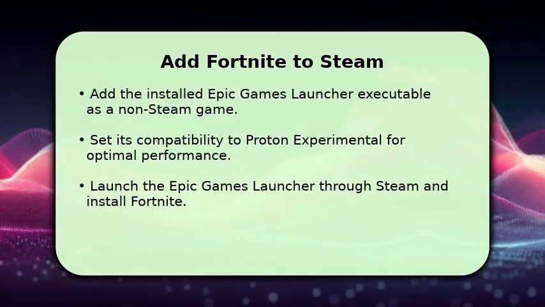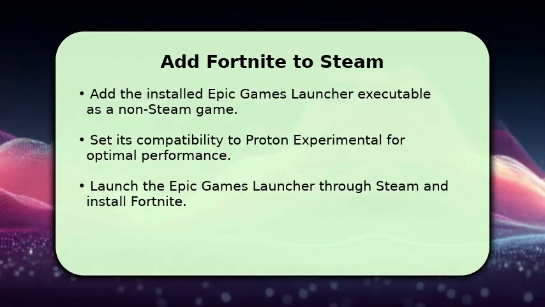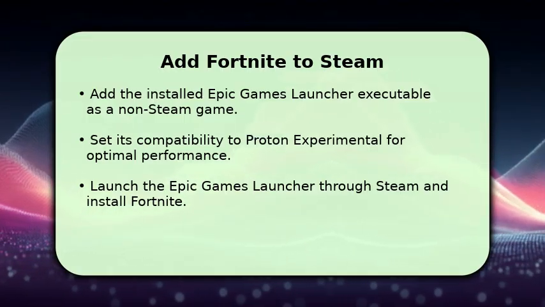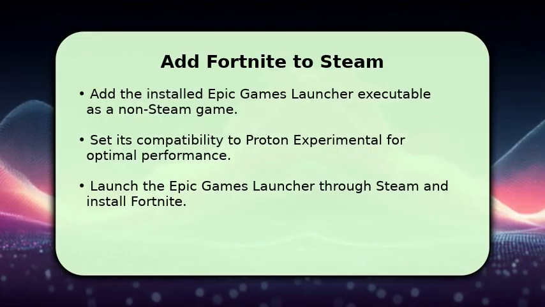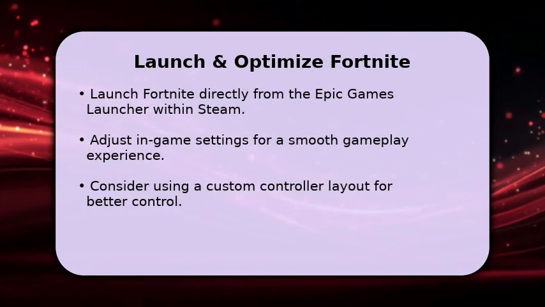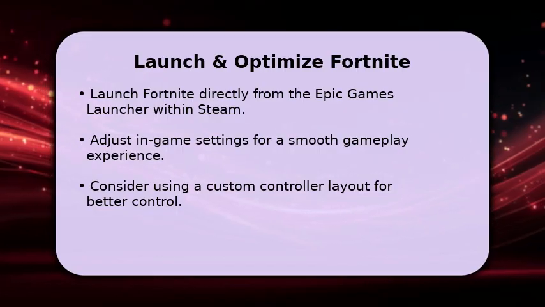Launch the Epic Games Launcher from your Steam library, log in to your Epic Games account, and then proceed to download and install Fortnite. The download size is approximately 25 gigabytes, so ensure you have enough storage. Once Fortnite is installed, you can launch it directly from the Epic Games Launcher, which you're running through Steam.